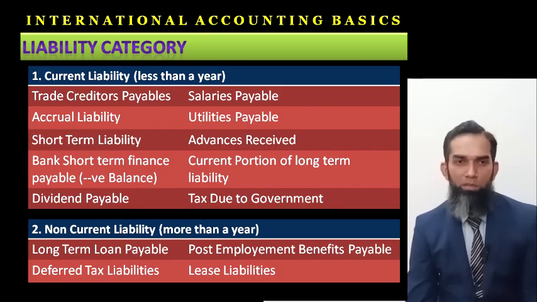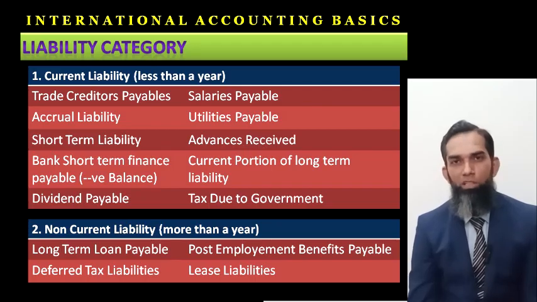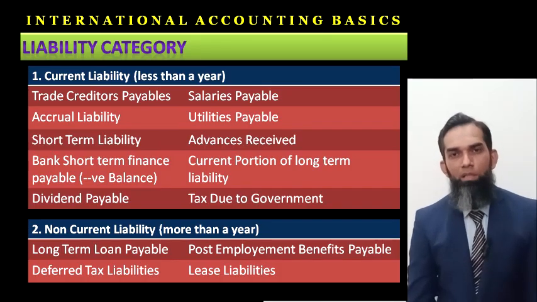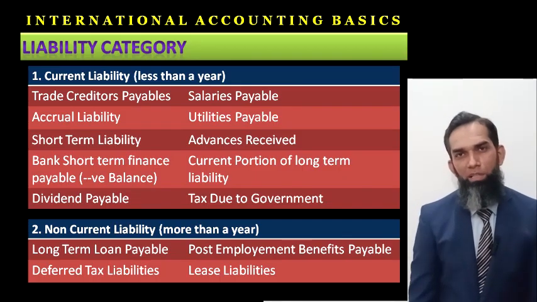The bank actually gives some loan facility to the company for a shorter period of time. That loan amount actually has to be paid in the near future. There are two to three types of short-term finance. Sometimes the bank gives the whole amount of money, like if a company applies for an amount of 100 million.